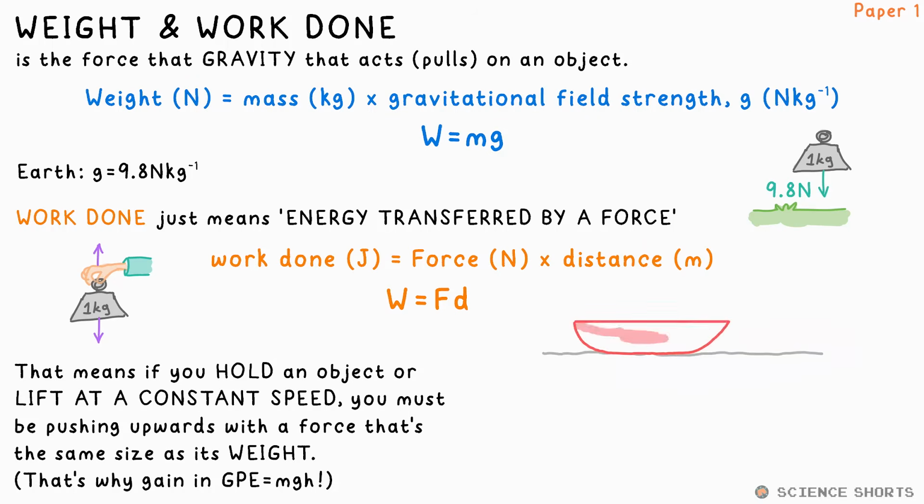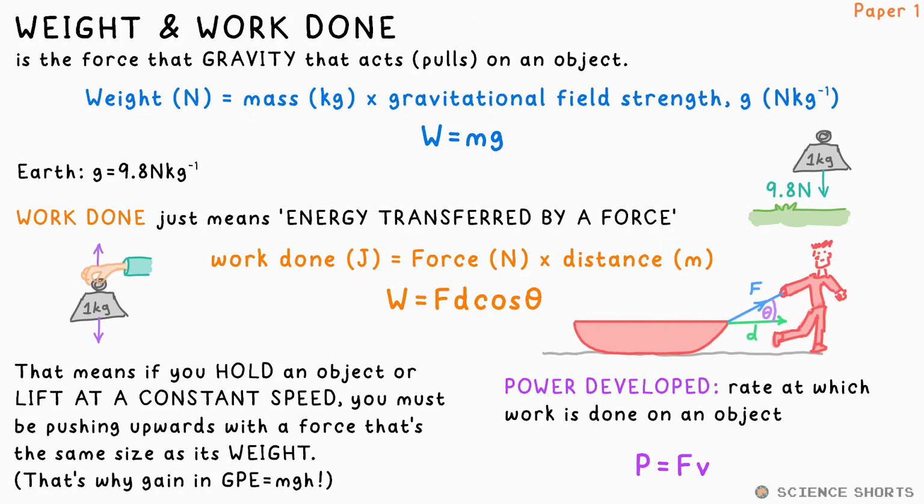To use the work done equation, the force and distance moved must be parallel. If the force is at an angle, however, we must resolve it to find the component that is parallel to the distance. That's why sometimes you'll see a cos theta on the end of the work done equation in your formula sheet. If we divide both sides of the equation by time, we end up with power equals force times velocity. We sometimes call this power developed. It just tells you how much work is done per second by or against a force.